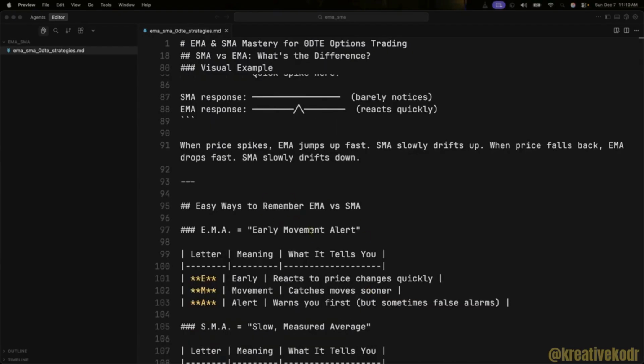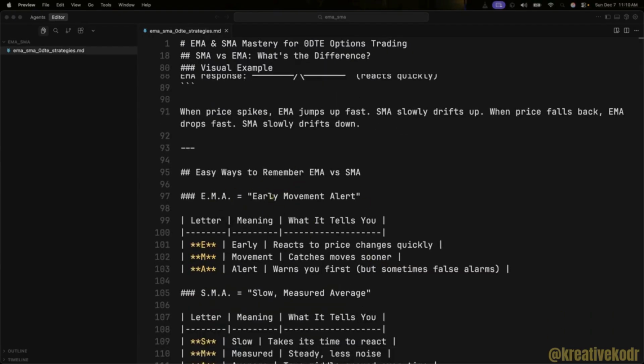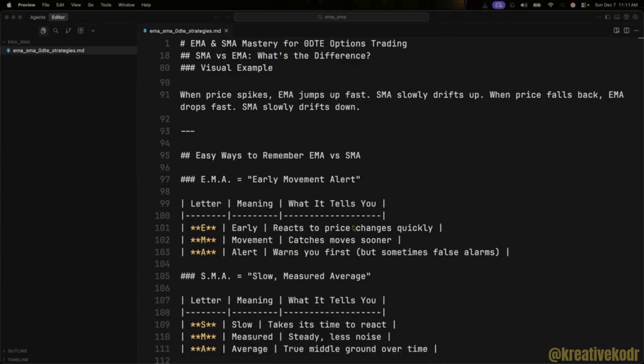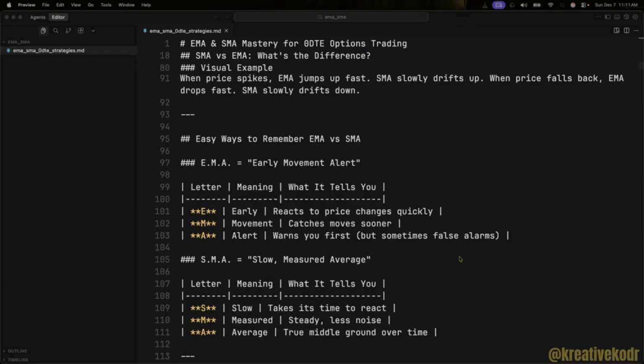So an easier way to remember it, right? EMA is the early movement alert. Early because it reacts to price changes quickly. Movement because it catches moves sooner. Alert because it warns you first, but sometimes we catch false alarms, and that's where we're going to use our confirmation, right, to make sure: hey, is this really a signal or are you pulling my leg, right?